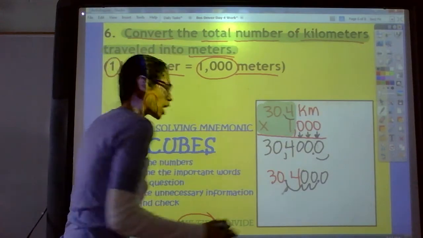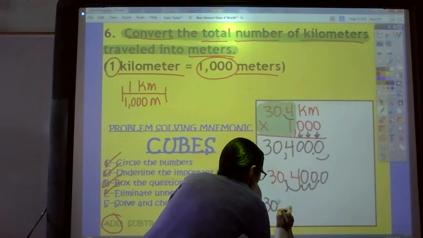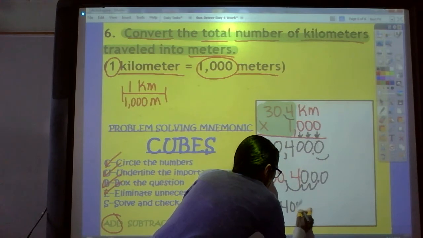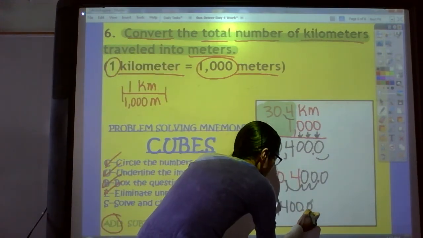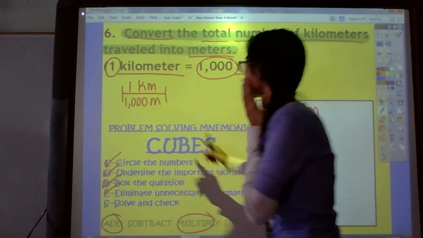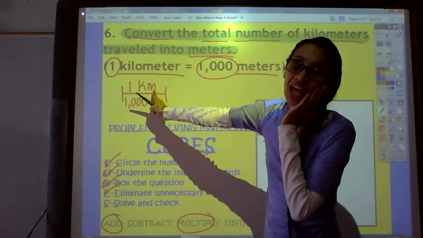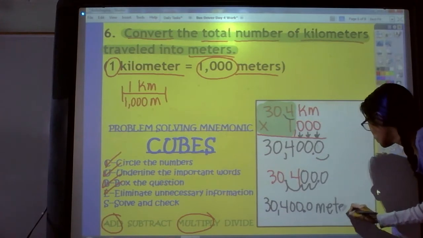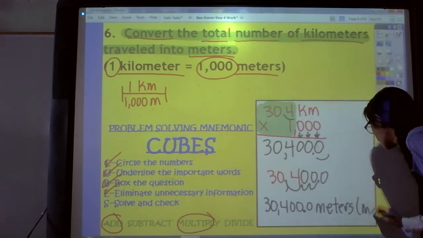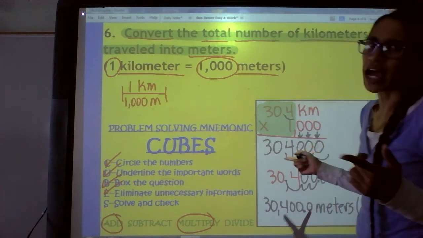Let's write it out with our unit. 30,400. You can put the decimal or not with the 0. Bam, right there. And the unit is what? Not kilometers. Meters. We can write meters or the abbreviation M. And we are done with that question.